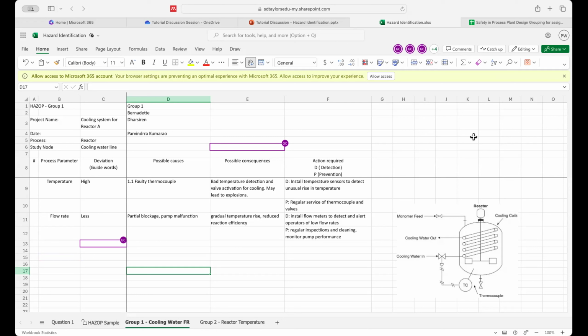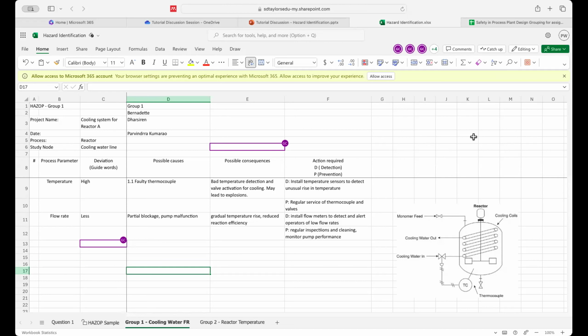Then the other one is flow rate. The deviation for flow rate is if it's less, which would lead to less cooling. So this could be due to a partial blockage in the line or a pump malfunction. And the consequences are a gradual temperature rise and reduced reaction efficiency.